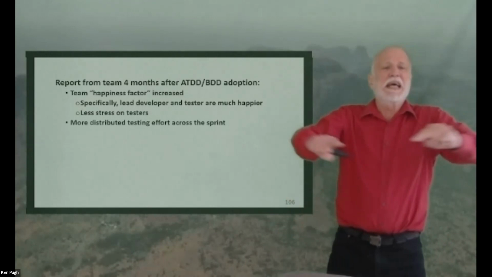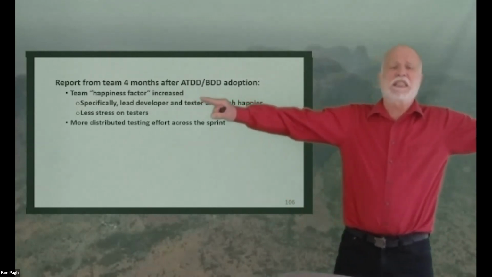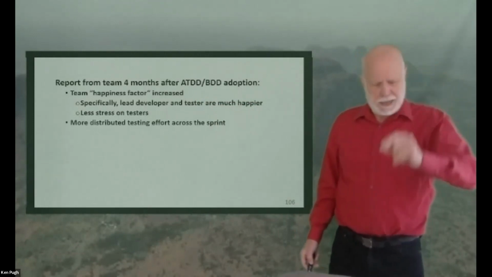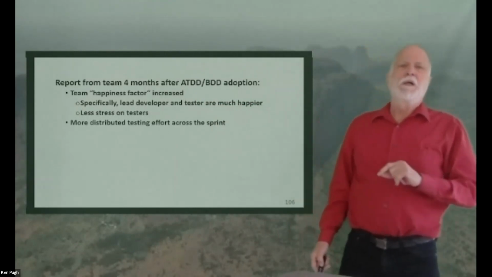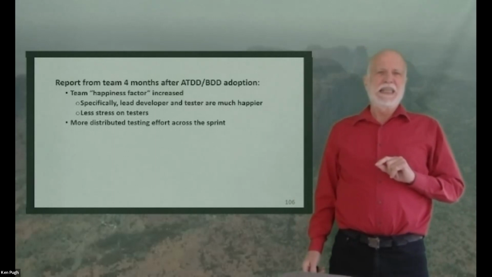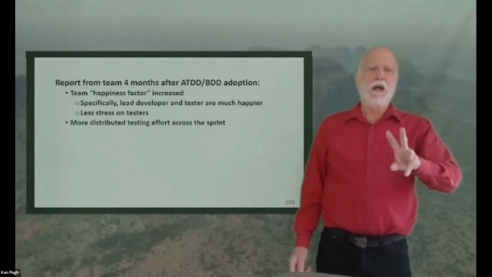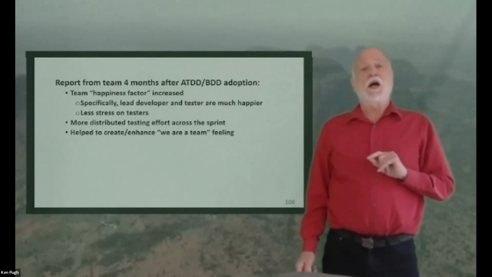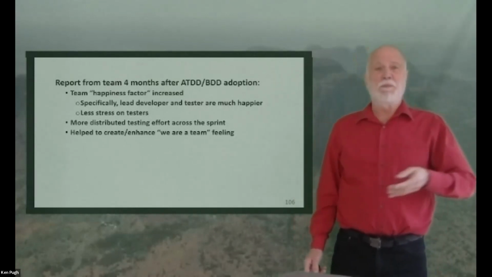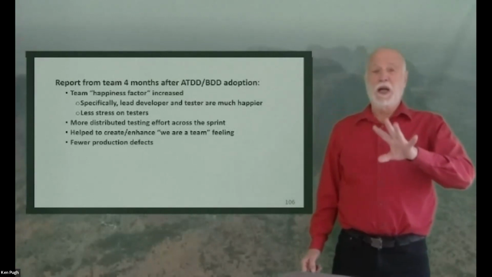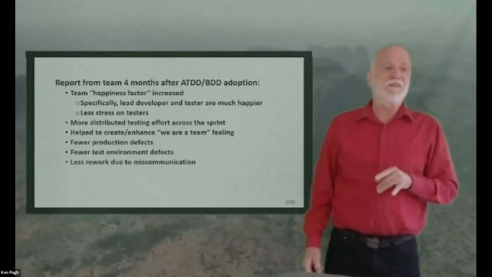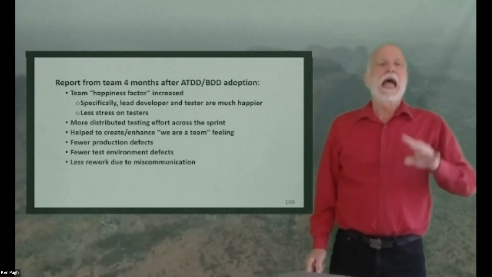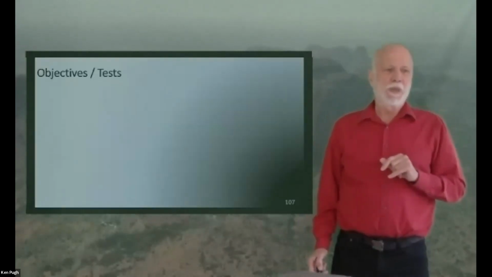Why? Because testing was distributed all across the sprint rather than 4 o'clock on the afternoon before the sprint ended. Not that that ever happens. It helped create a "we are the team" feeling. Everybody was contributing. Fewer production defects, fewer test environment defects, less rework due to miscommunication. And that flow was going.